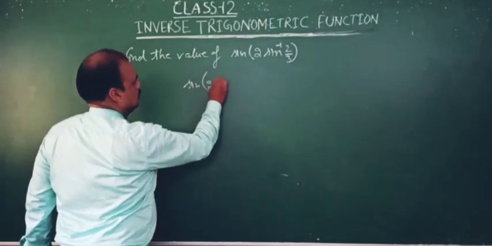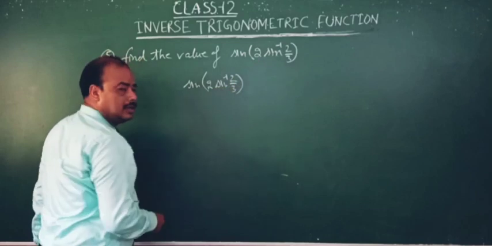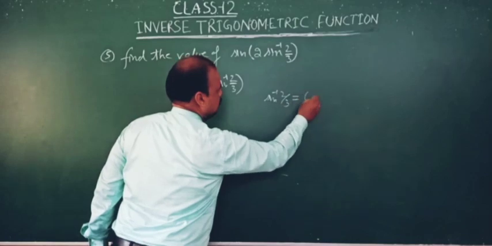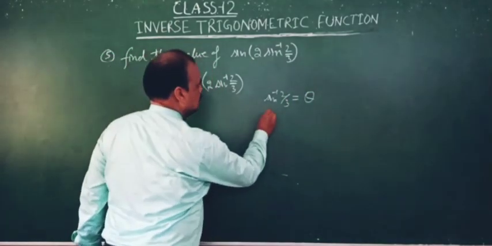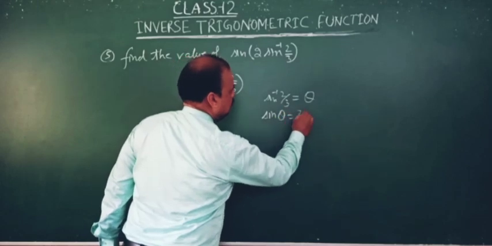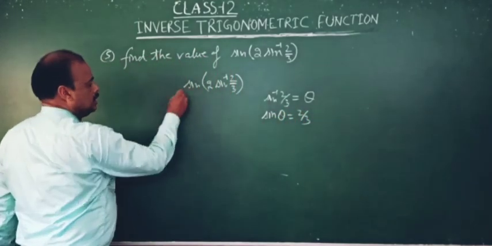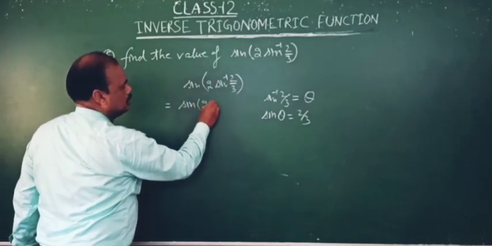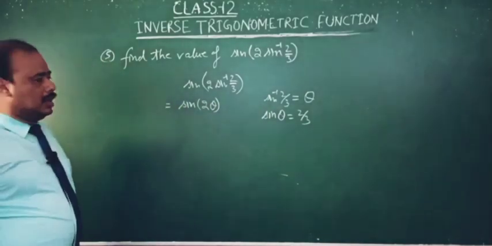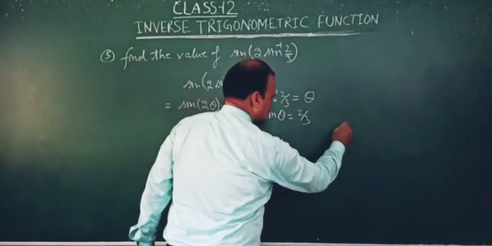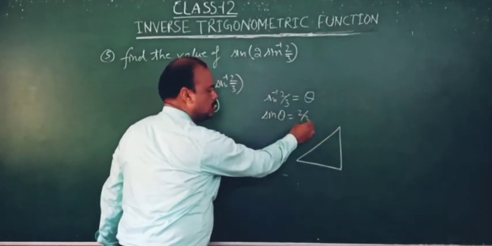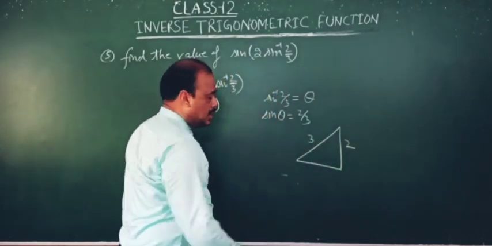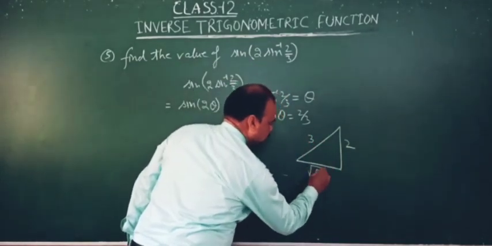Example, find the value of sine of 2 sine inverse 2 by 3. For this function, if we replace sine inverse 2 by 3 equal to theta, it means sine theta equal to 2 by 3, and the value of this function will be sine 2 theta. We know that sine theta is the ratio of perpendicular and hypotenuse. It means 2 is the perpendicular, 3 is the hypotenuse. Then base will be root 5.